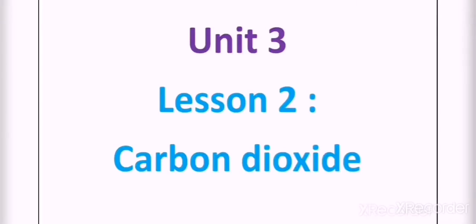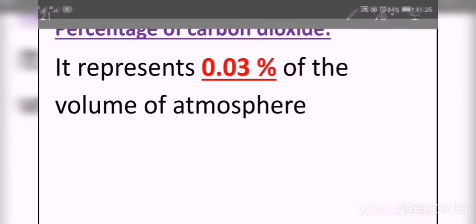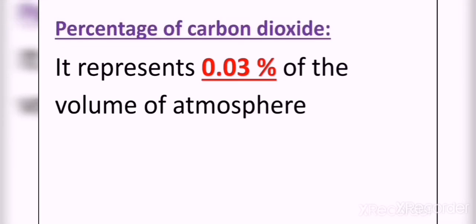Let's start to explain our lesson today, which is called the carbon dioxide gas. Lesson 2 in Unit 3, carbon dioxide gas. You know from the previous lesson that the atmosphere consists of oxygen, nitrogen, carbon dioxide, and other gases. Oxygen represents 21%, nitrogen represents 78%, and carbon dioxide, water vapor and other gases represent 1%.